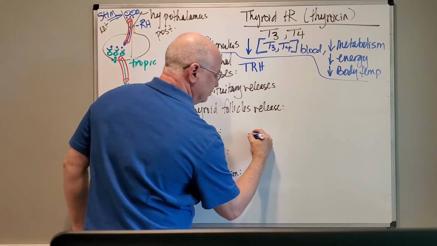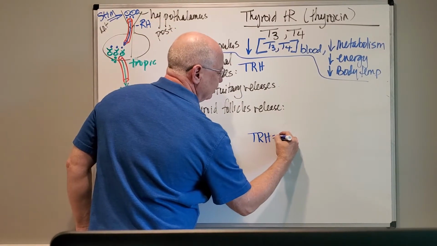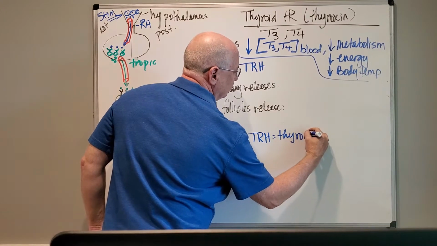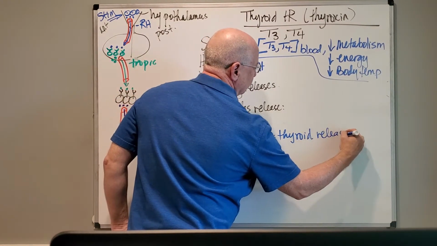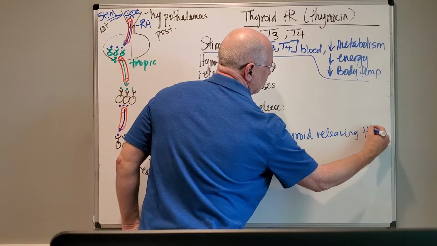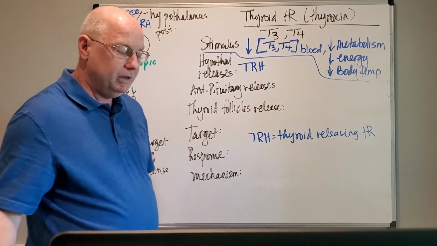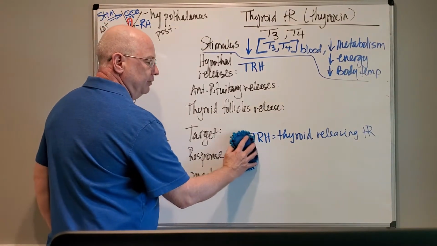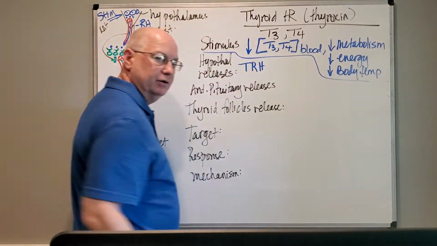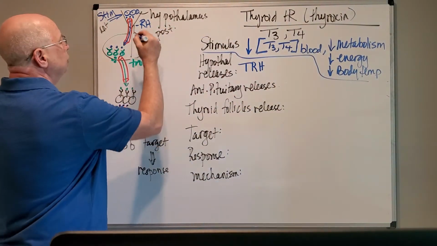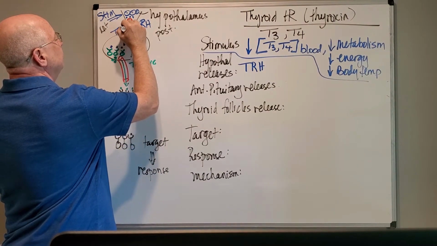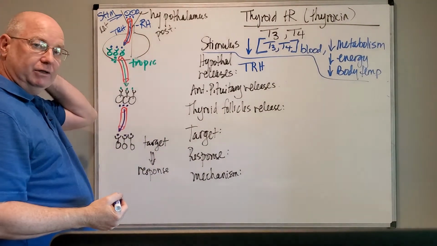Again, I'm going to erase this because I'm out of room, but TRH stands for thyroid releasing hormone. You should know the abbreviation, you should know the name. Thyroid releasing hormone, I'm going to erase that. I need this part of the board. Again, normally I do this on a really large board. So TRH is what would be released at the hypothalamus.